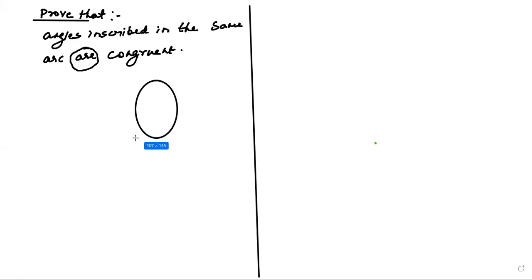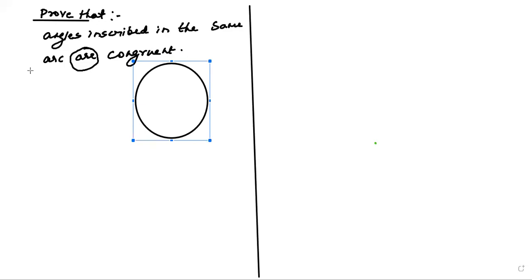Angles inscribed in the same arc. So I draw a circle. Got it? I'm going to draw two different angles inscribed in the same arc. Suppose this is your angle ABC. This angle ABC is inscribed in arc ABC. Can you see it's an inscribed angle, inscribed in arc ABC.